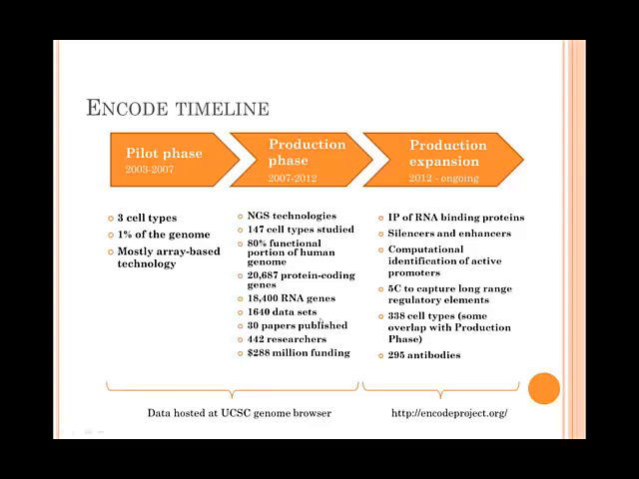Here are some numbers. So the data produced from the pilot and production phase are hosted at the UCSC genome browser. Starting from 2012, they expanded the production phase. Now there are more than 300 cell types, and also there are almost 300 antibodies. And they also started looking at some new functional elements such as the RNA binding proteins, silencers, enhancers, and the long-range chromosome interactions. And the new batch of data are now hosted at the ENCODEproject.org website.